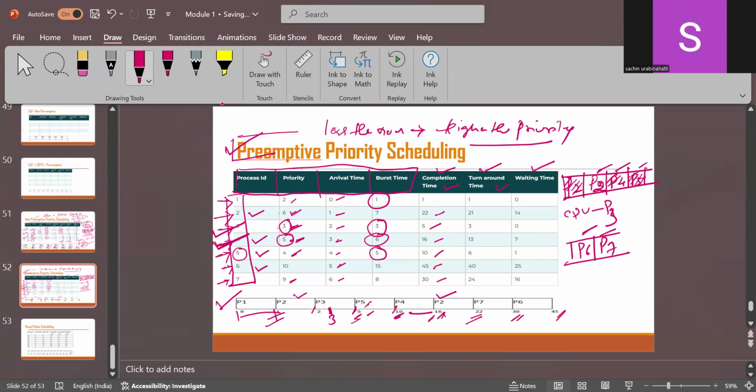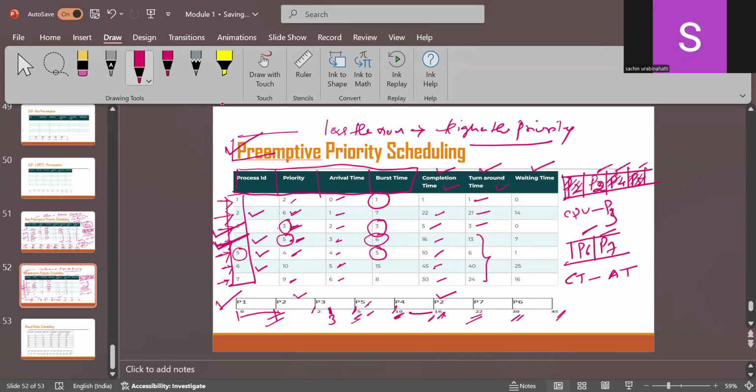The formula for turnaround time is completion time minus arrival time. What is the completion time of P1? It is 1. What is the arrival time? It is 0. So 1 minus 0 is 1. Completion time of P2 is 22. Arrival time is 1. So 22 minus 1 is 21. Completion time of P3 is 5. Arrival time is 2. So 5 minus 2 is 3. Similarly, calculate the turnaround time for the rest.